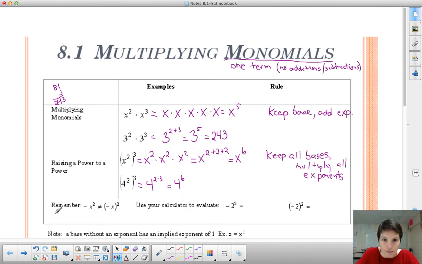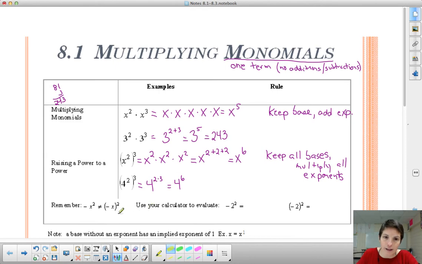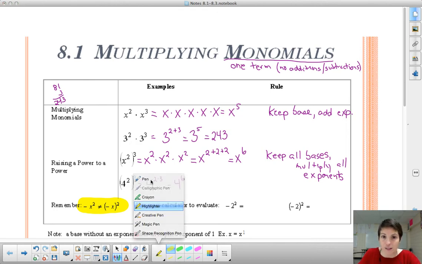This is an incredibly important statement here. Remember that negative x squared does not equal negative x being squared. Look at where those parentheses are at. So this is hugely important, but now I want you to test it. Use your calculator and evaluate these two different values. I mean it. Really pause it, take a look at it.